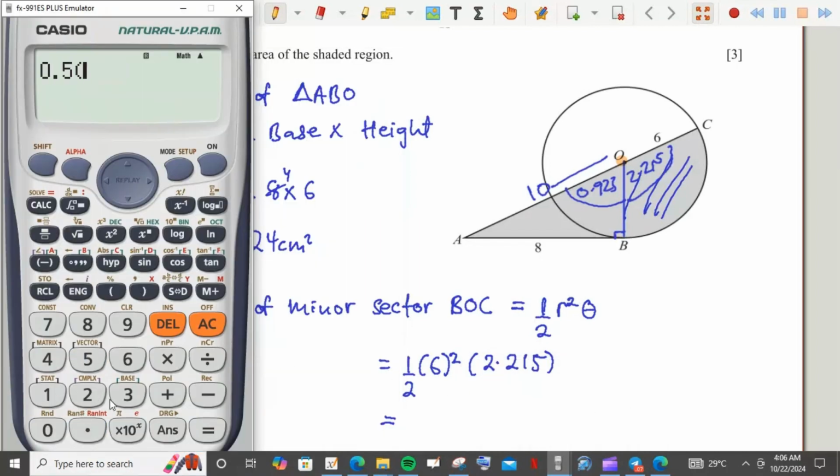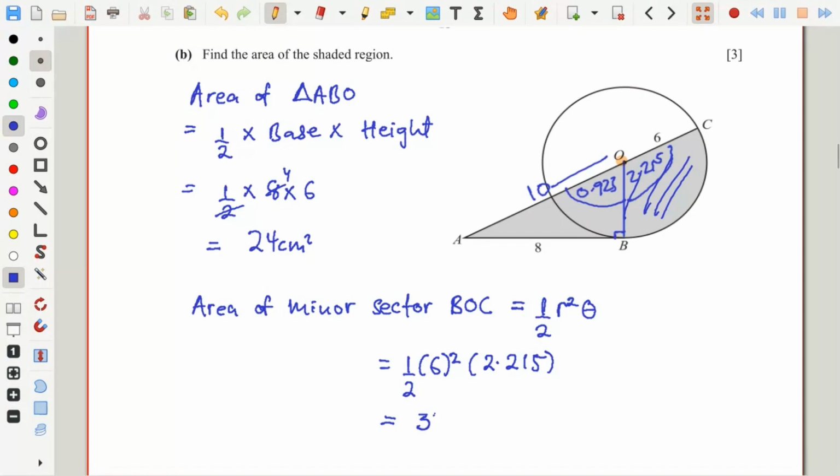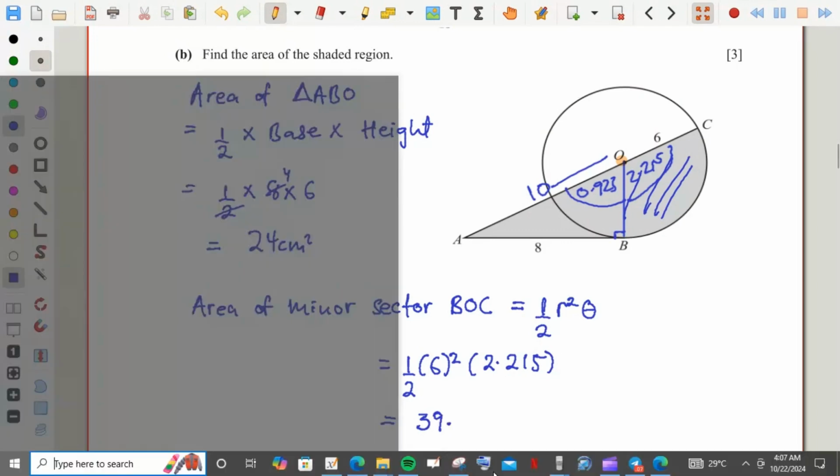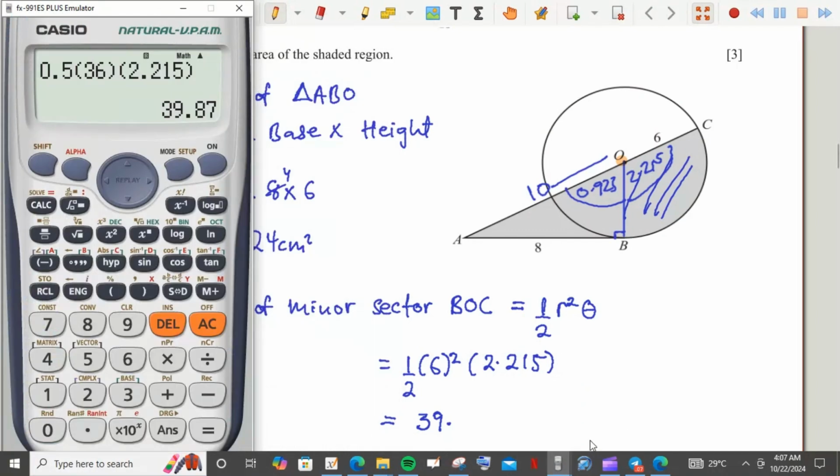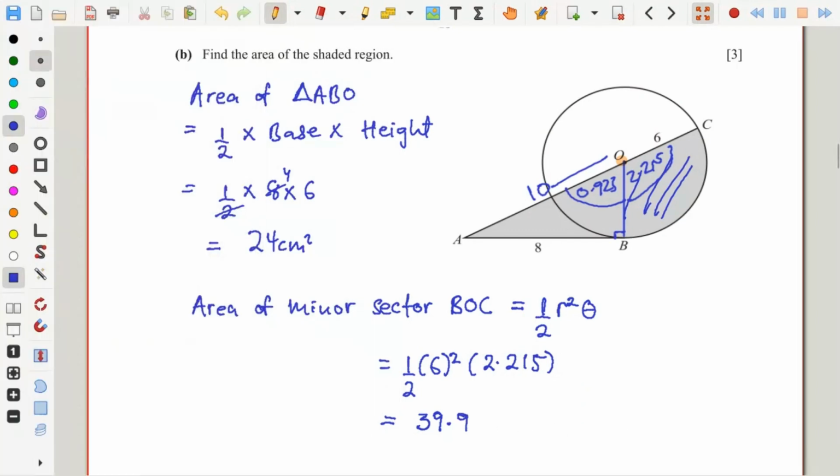Half times 36 times 2.215. Okay. Moment of truth. Bang. You get 39 point. Come again? What they say? 39.9. Okay, 39.9. Let me write my theory properly. Okay, so that's it. But we are not done.